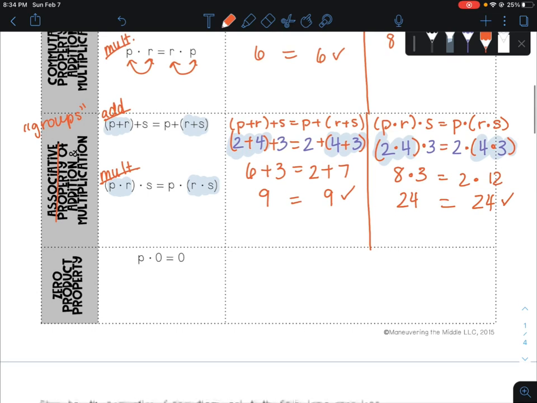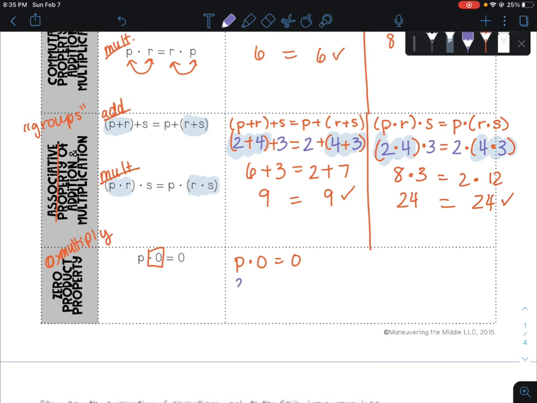Okay? Last one, and this one's kind of the easiest to identify because the name literally tells you what it means. The zero product property. 0 is 0. Product means multiply. So the zero product property means to times by 0. Okay? So anything times 0 equals 0. So P times 0 equals 0.